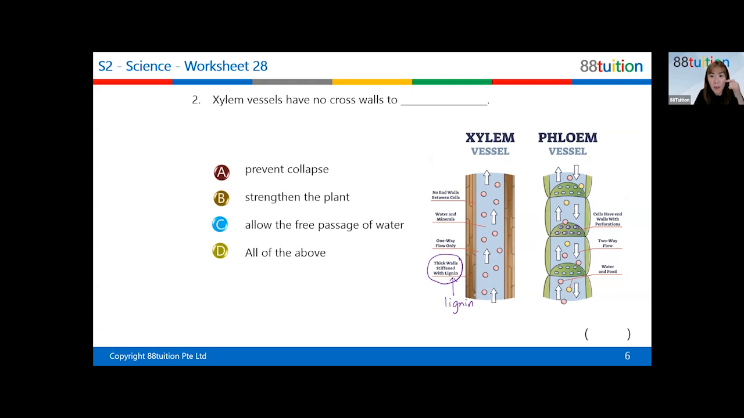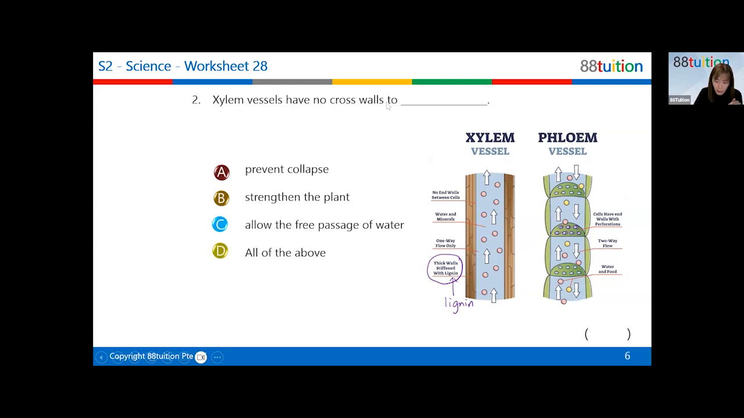Why is that important? Because you are transporting water, and water is moving from the bottom to the top. It needs to be stronger in that sense. Clear? It must be able to withstand certain pressure. Can I go on? Can I understand? Good. So xylem vessels have no cross walls.